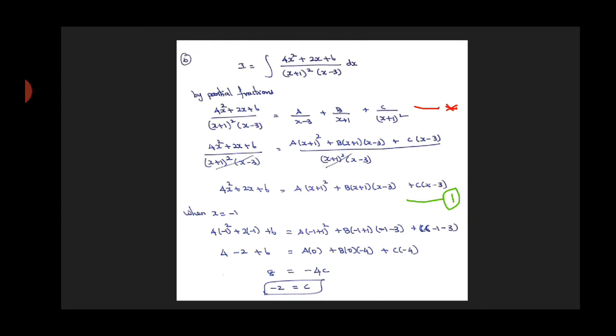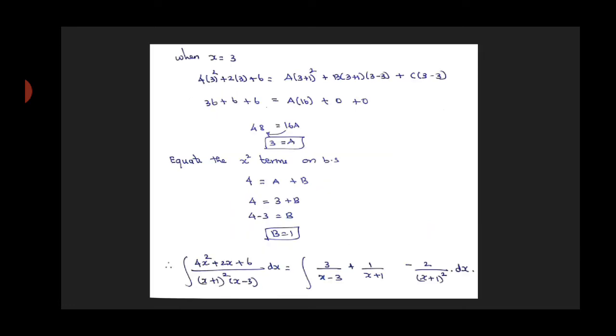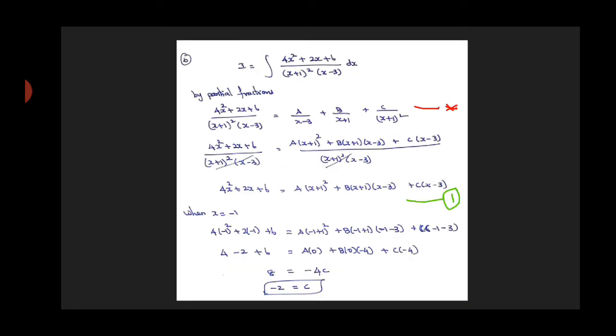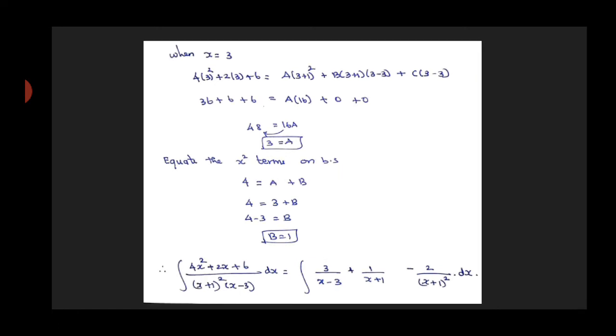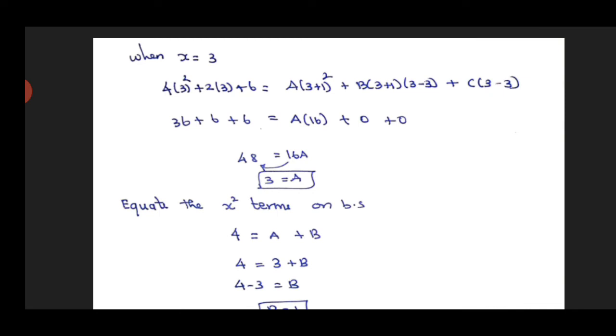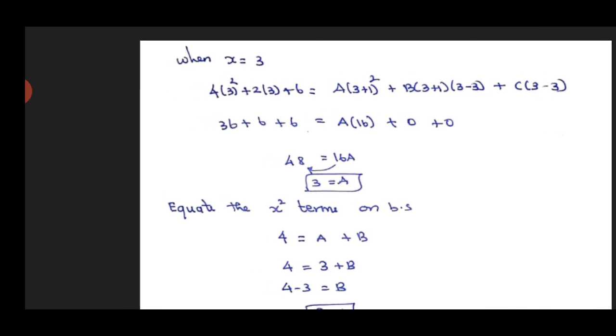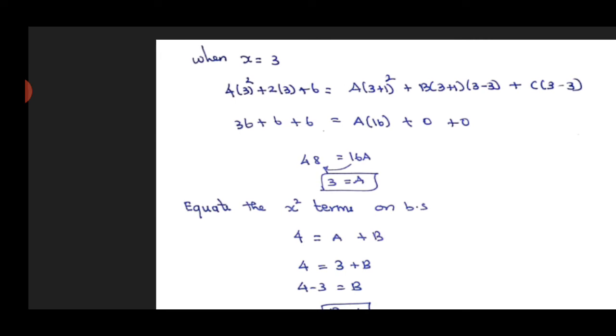Now the next value we are going to apply is x equal to 3. When you apply x equal to 3 in equation 1, we get 4 into 3 square plus 2 into 3 plus 6. On the right side you get a into (3 plus 1) the whole square plus b into (3 plus 1) into (3 minus 3) plus c into (3 minus 3). The b term and c term have 3 minus 3, so they become 0. Only the a term remains: (3 plus 1) the whole square. 3 plus 1 is 4, 4 square is 16. So 16a equals, the left side when you solve, you get 48. So a equals 48 by 16, which is 3.